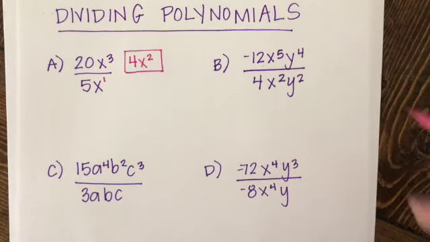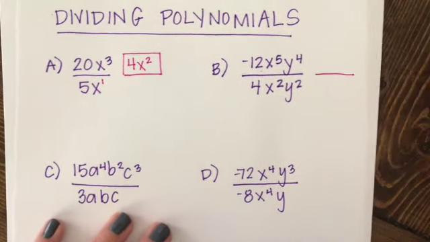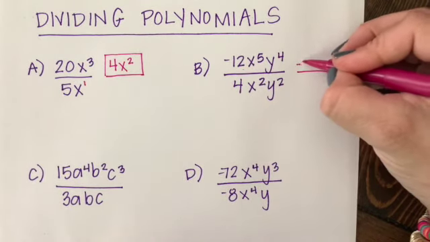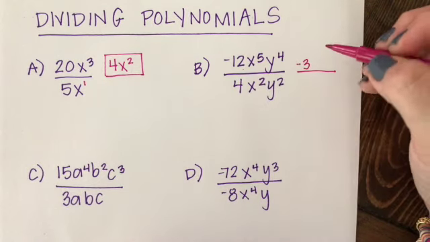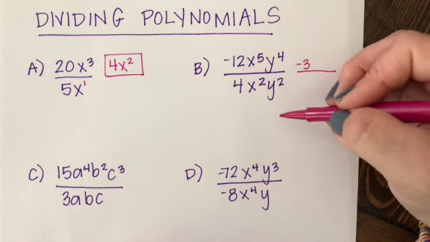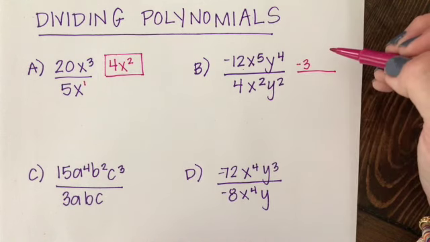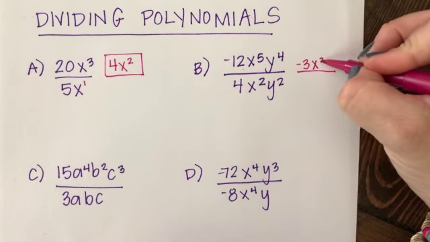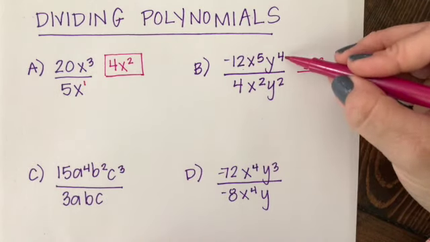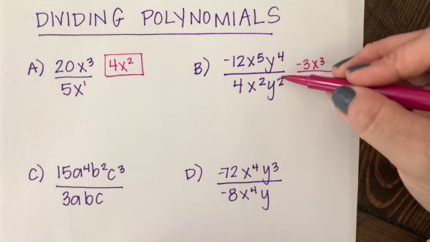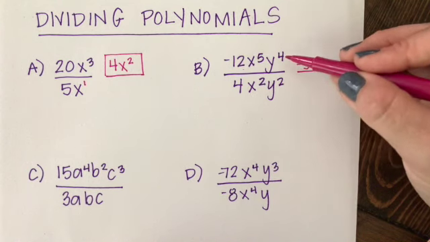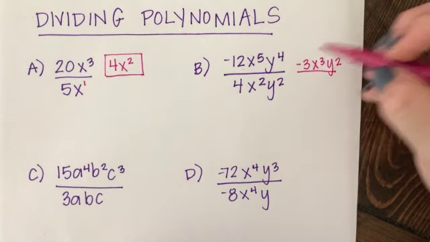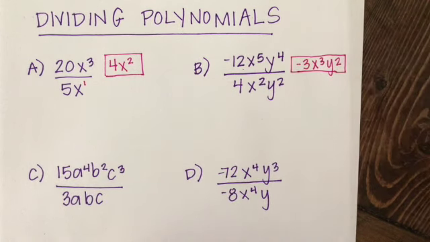Okay, let's look at B. I'm going to set up my fraction bar again, and I'm going to start simplifying. Negative 12 over 4. Those are both divisible by 4. That leaves me negative 3 on the top, 1 on the bottom. Then let's look at the x's. Are there more x's in the numerator or the denominator? 5 minus 2 is 3, right? There's 3 more x's in the numerator. And then the y's, y to the fourth over y to the second. Are there more y's upstairs or downstairs? There's 2 more upstairs. Did I cancel everything out of my denominator? Yes, so that's my final answer.